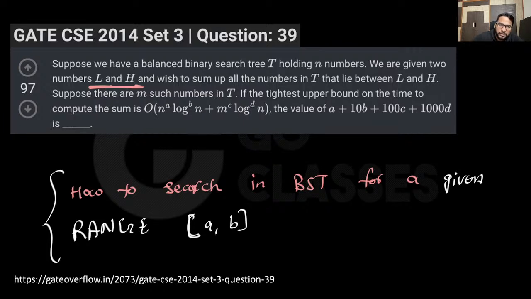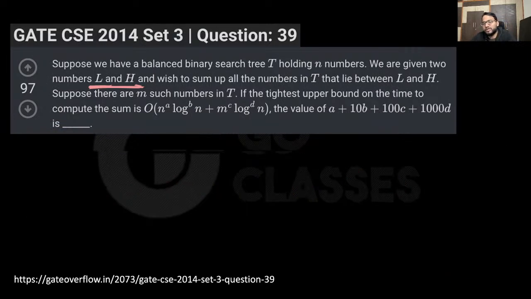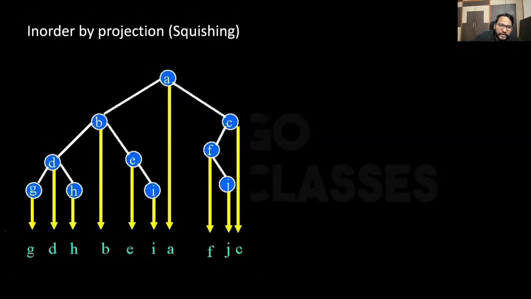This is a very nice question. As you can see, the number of upvotes on GATE Overflow is 97. So 97 upvotes is a huge thing, which means the question seems to be quite tough. Let me know if you're ready. Are we ready to solve this question? Okay, let's just start.